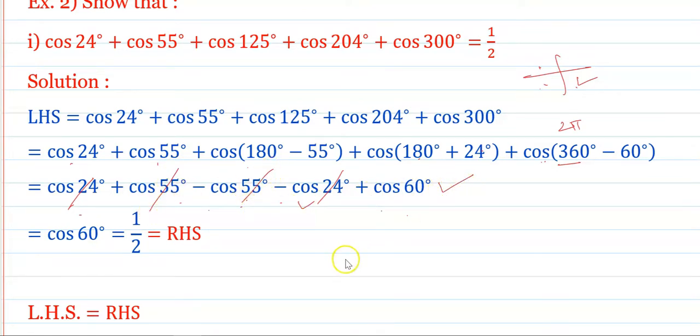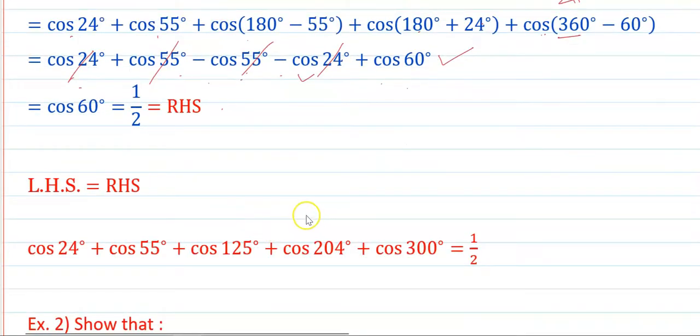And we have here cos 60. And cos 60 means what? It's 1 upon 2, and that is equal to RHS. And hence LHS is equal to RHS, and hence the result is true.